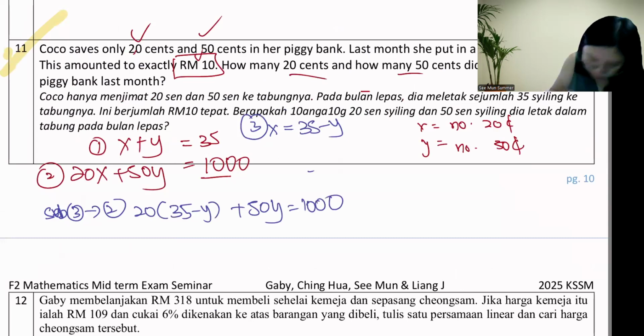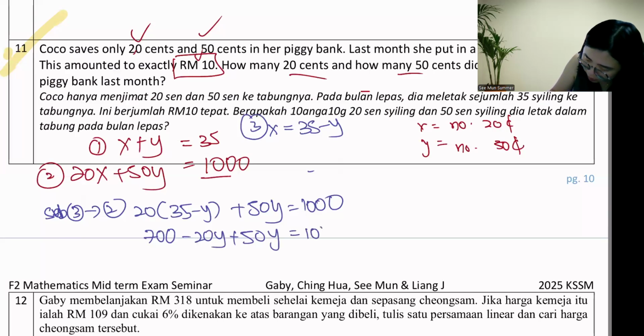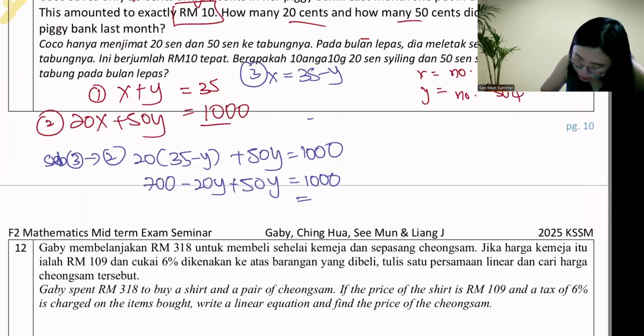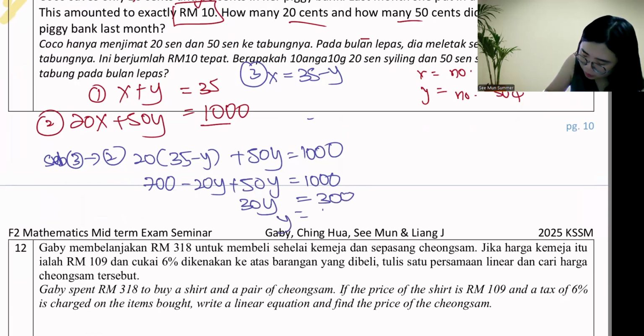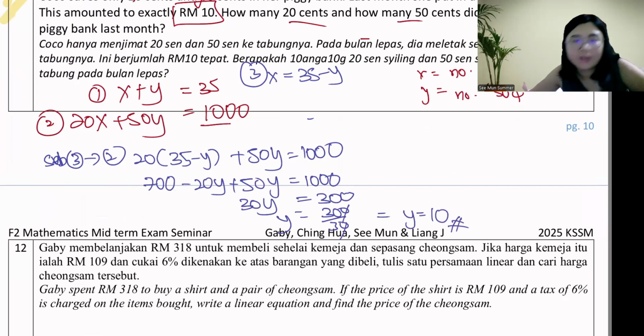So 50 minus 20 is 30y. 1,000 minus 700 is 300. Oh, that's easy. So y equals 10. Meaning there are 10 pieces of 50 cents.